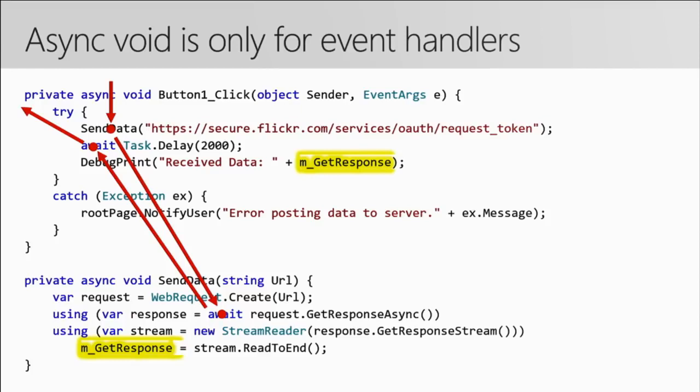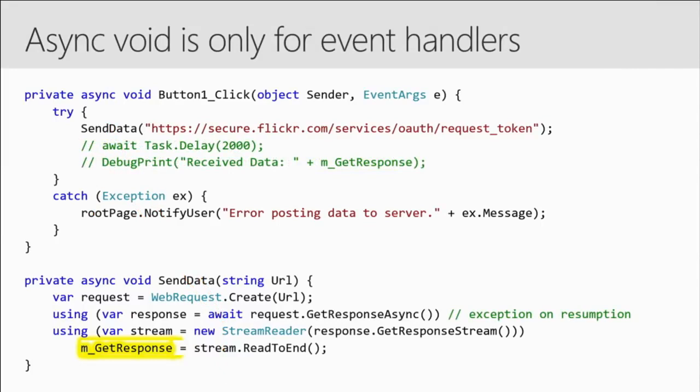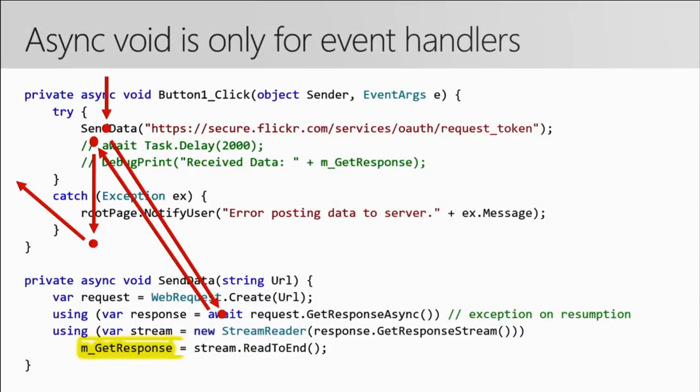There's another problem here. And it becomes really apparent when I comment out the rest of the code in the button one click event handler. So let's say there's an exception when we call getResponse async like this. What happens? Well, let's see. Okay, so we click the button, we hit send data, we go down, we hit the await, focus goes back to button one click, and button one click finishes executing because there's no await statement there anymore.